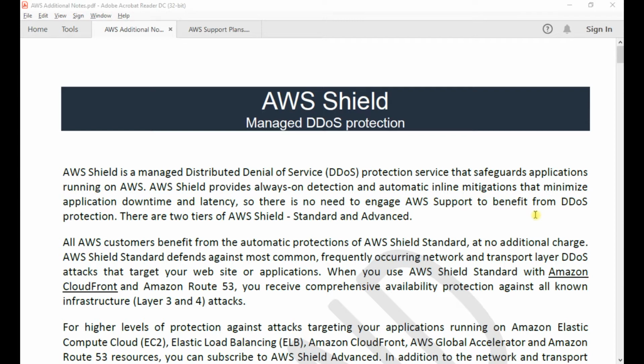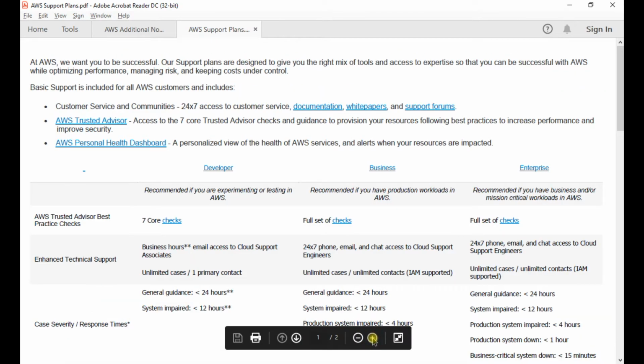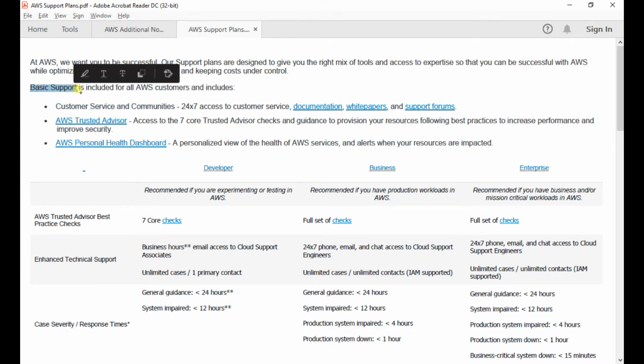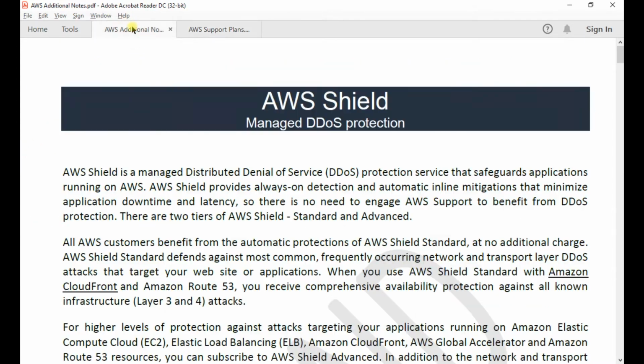Advanced means, especially when yesterday I was speaking about the support, I hope you are aware of these support plans. So when I was speaking about this, I'll magnify a little bit. The basic support is for all, is free, and we have developer, business and enterprise. These three are priced. So naturally this Shield is applicable for all standard users, free of cost.